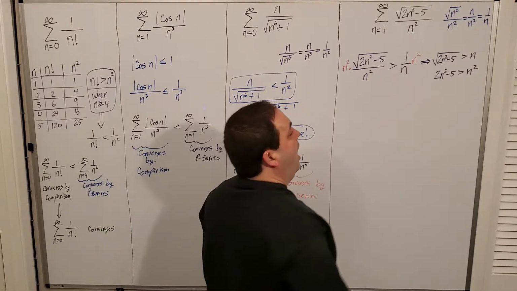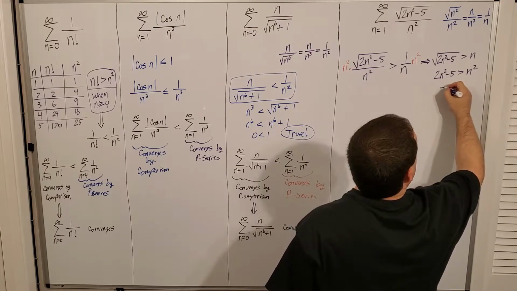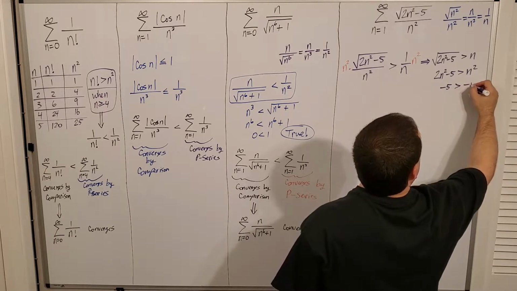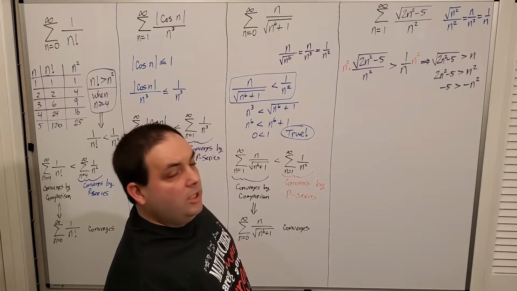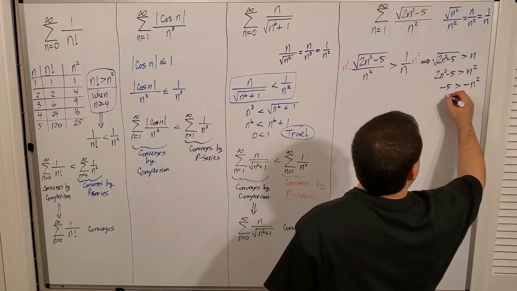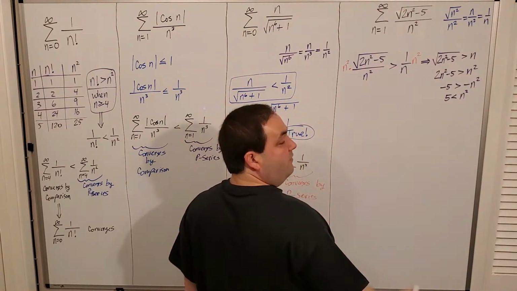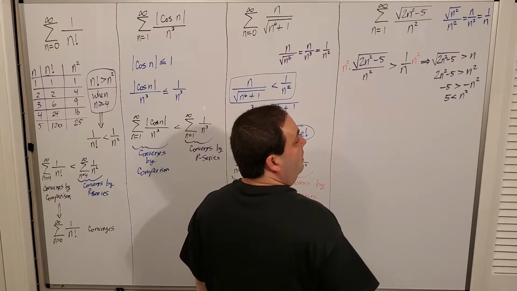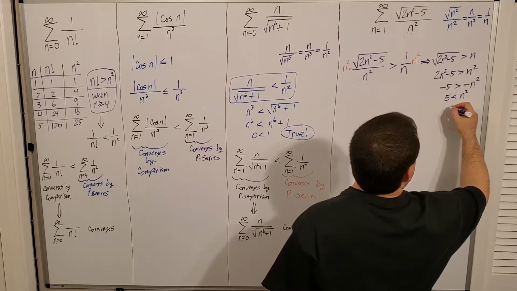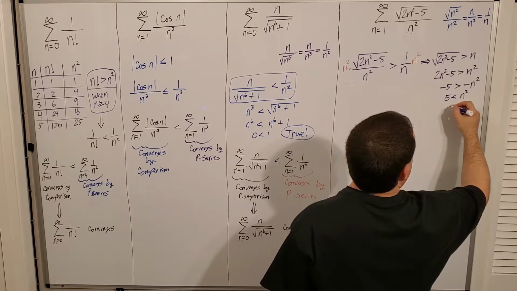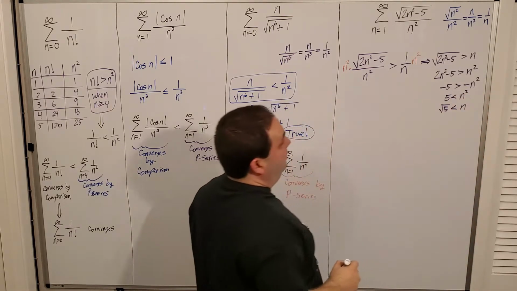From here, I'm going to subtract 2n squared. So I have negative 5 is greater than negative n squared. I'm going to divide both sides by negative 1. So 5 is less than n squared. Dividing by negative 1 did switch my inequality. And then finally, I'm going to square root both sides here. Square root of 5 is less than n here.